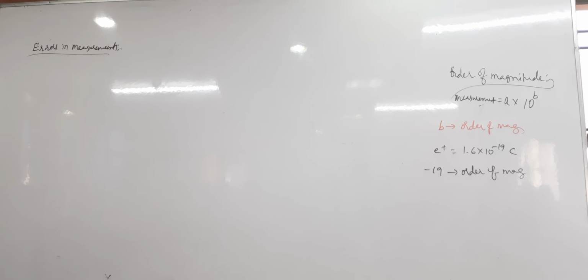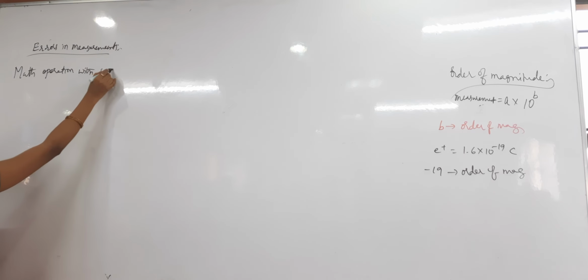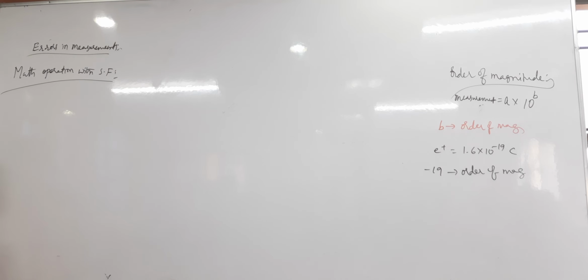Clear? Next, mathematical operations with significant figures. Very easy, but you should remember the rules properly. Very, very easy. So first one is addition and subtraction. For both, the same rule will be there.